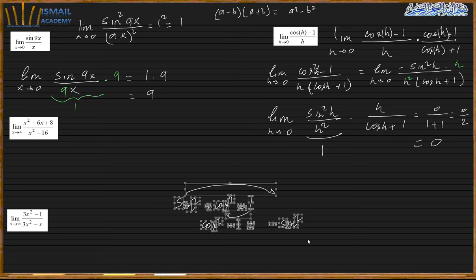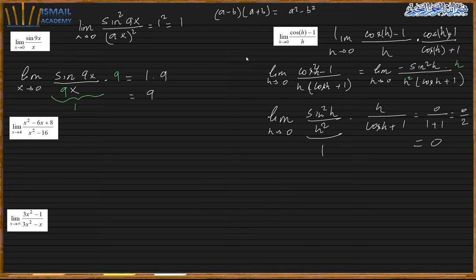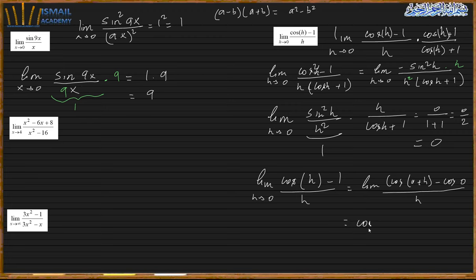But if you notice this, there is a very short way to do it. This is the definition of the derivative of cosine at the point 0. The limit of cosine of h minus 1 over h, as h goes to 0, is the same thing as the limit of cosine of 0 plus h minus cosine of 0 over h, and this is the derivative of cosine at 0. We know that the derivative of cosine is negative sine. So it's going to be negative sine of 0, which is 0.